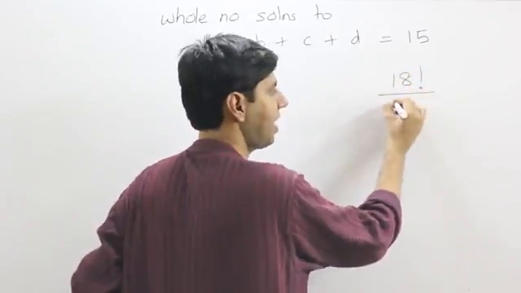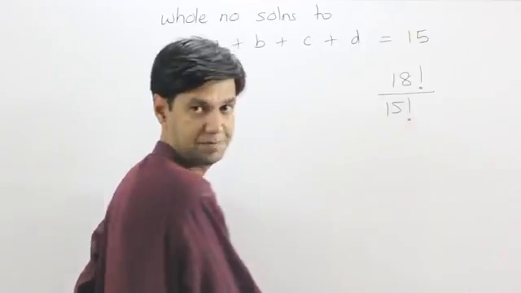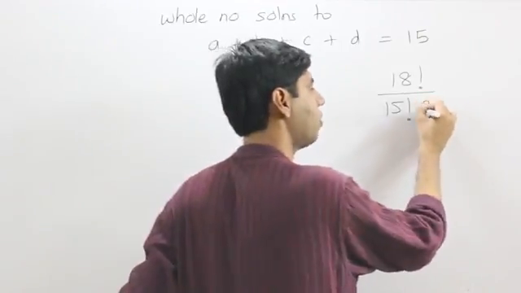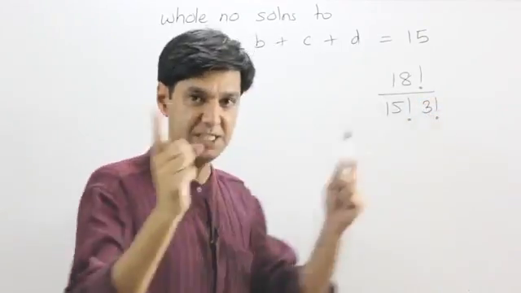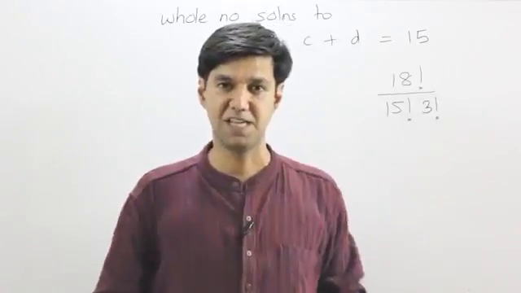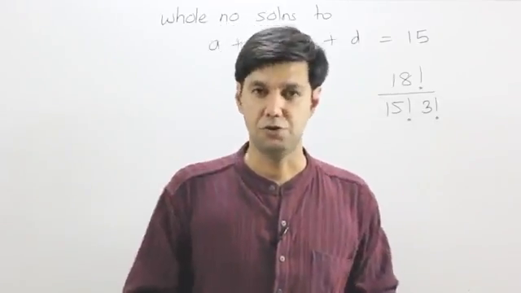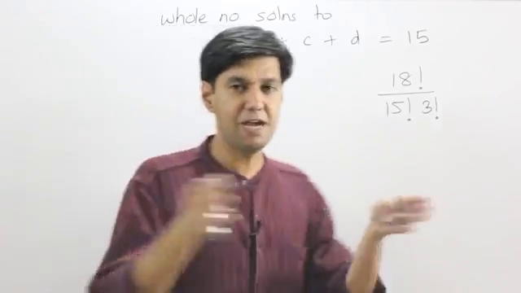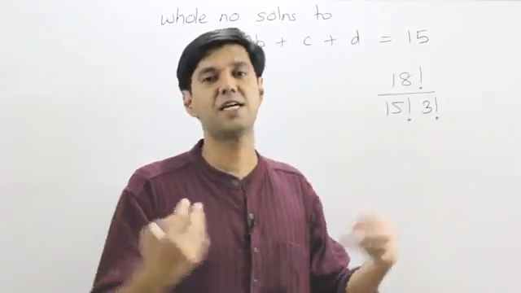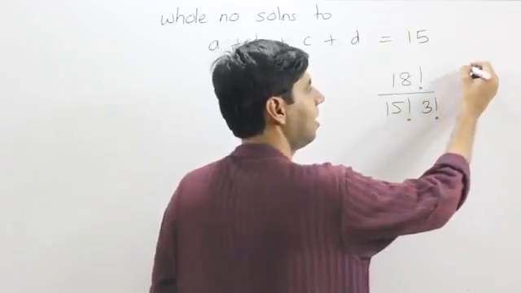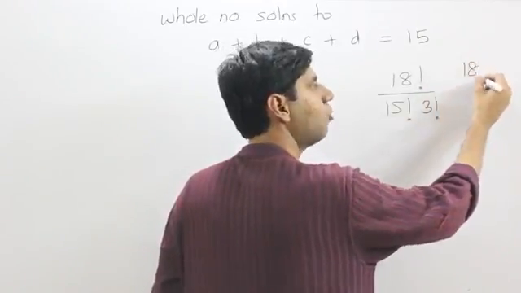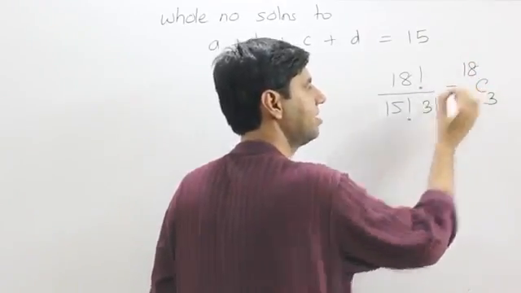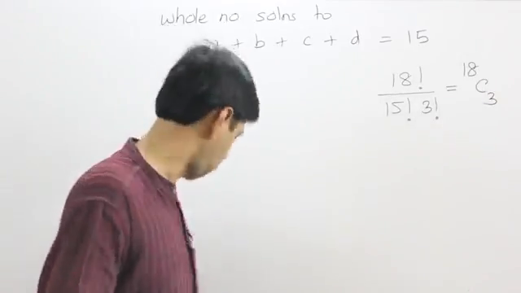However, 15 of them are alike. All of them are ones. And the other 3 are partitions. All of them are also alike. If I just change the partitions amongst themselves, it should not result in a new solution. So I treat them as alike. That is 18 factorial by 15 factorial, 3 factorial. This is the answer. The other way, 15 ones and 3 partitions, that is 18. Out of them, 3 positions will be partitions, which is 18C3, whichever way you look at it.